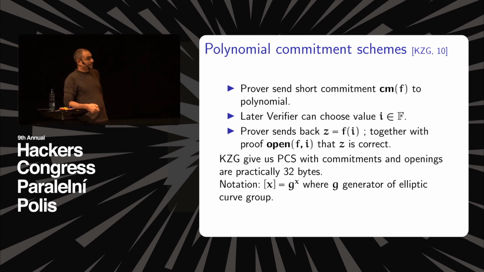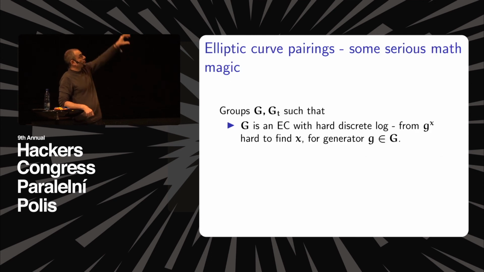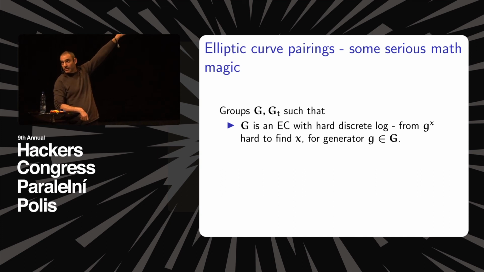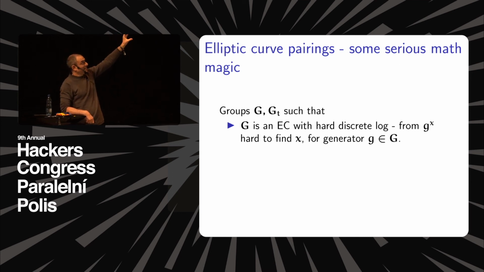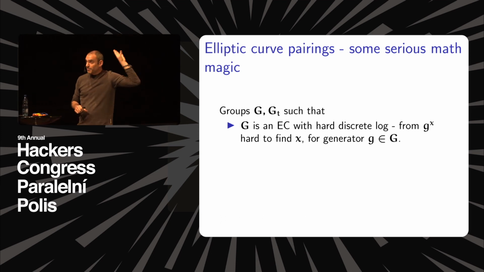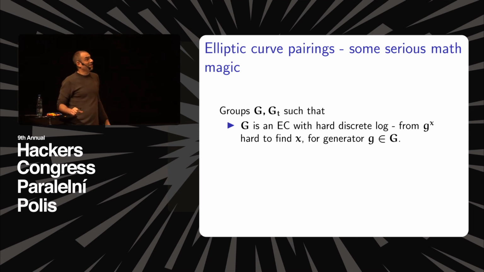Because time is very short, I'll say this really briefly. Here is where the math magic comes in, in my opinion: in what are called elliptic curve pairings. This is what KZG is based on. So what are elliptic curve pairings?